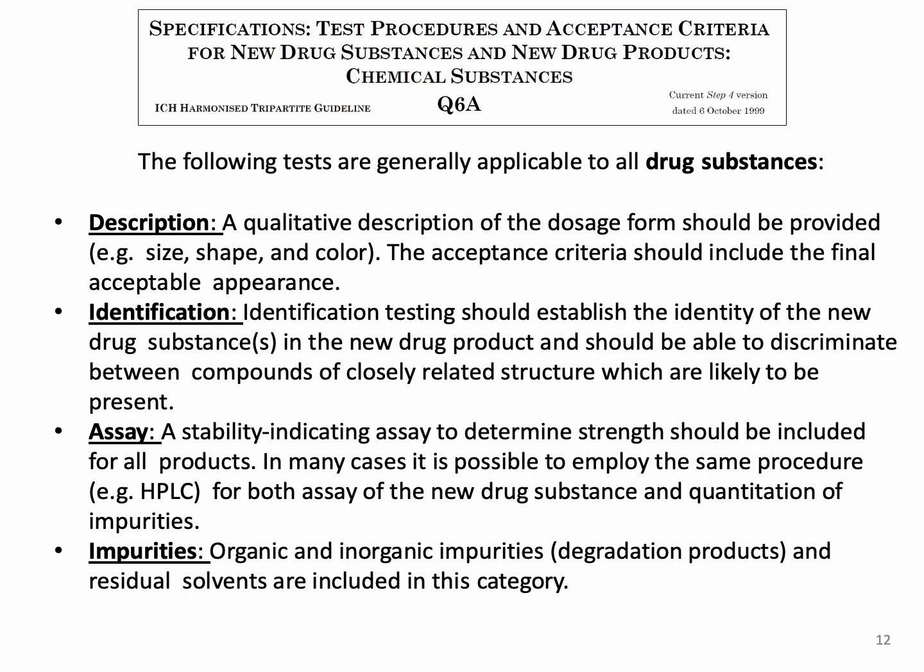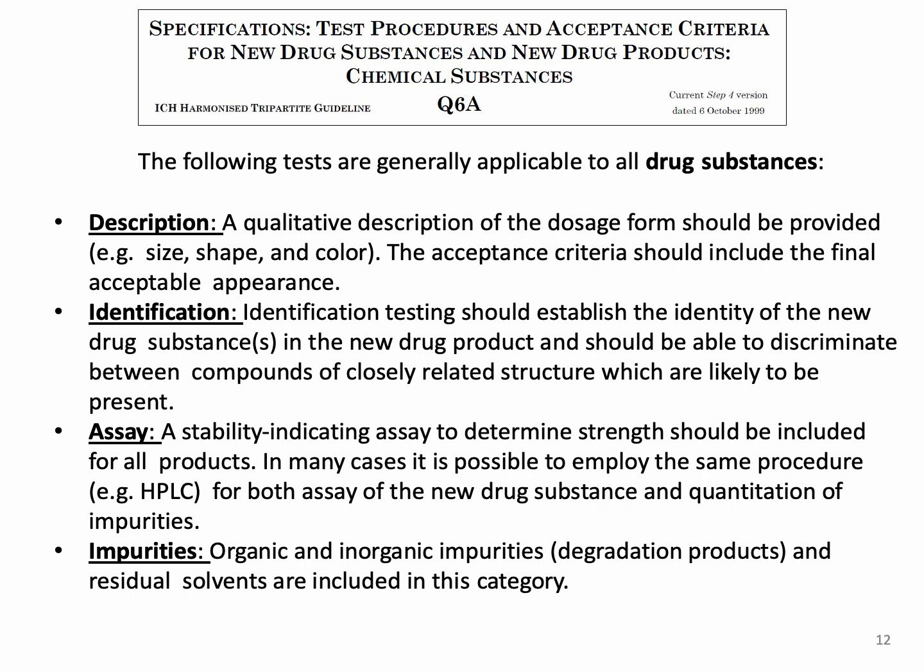We talk about the product. So we talk about identification. This identification testing should establish the identity of the new drug substance in the new drug product and should be able to discriminate between compounds of closely related structure which are likely to be present. So again, I would like to repeat that we are talking about the substance, which is the active pharmaceutical ingredient, and we talk about the product, which is the substance in addition to excipients that we are going to add in order to reach the final product.